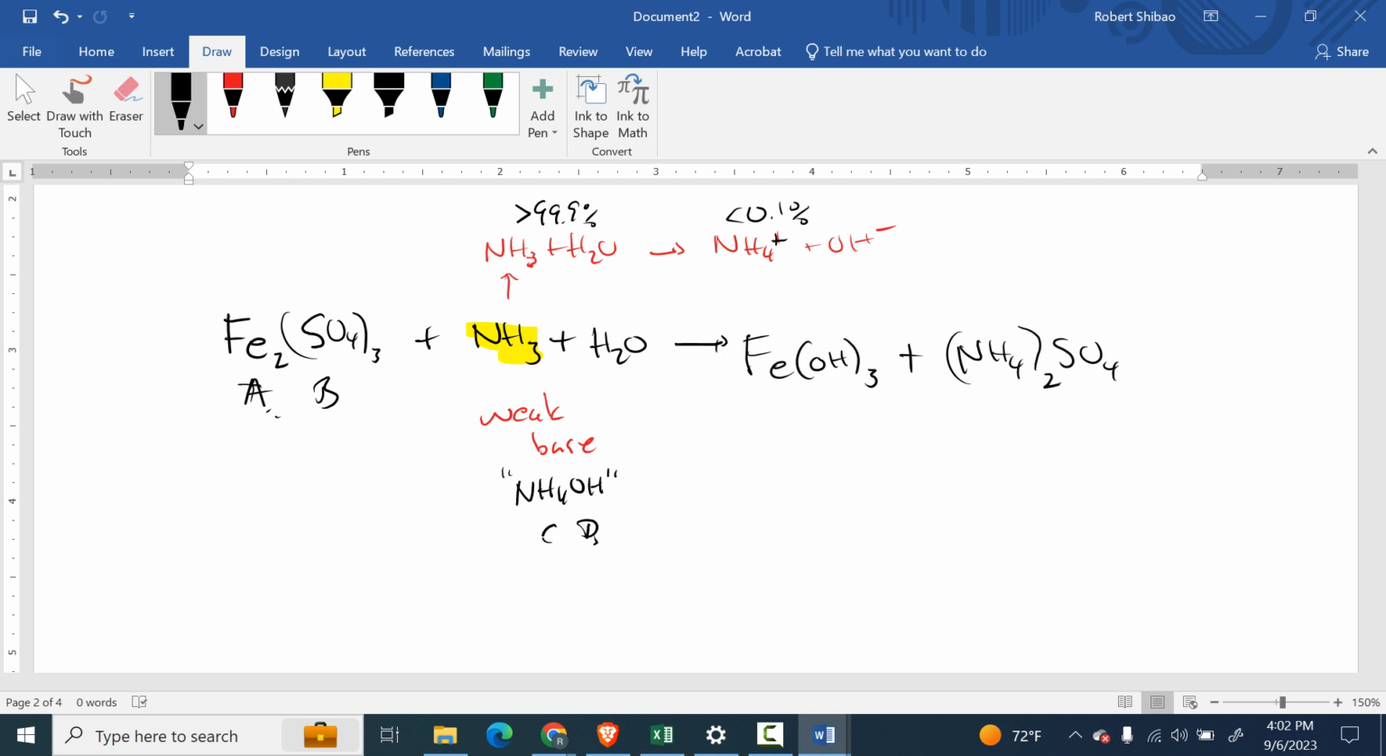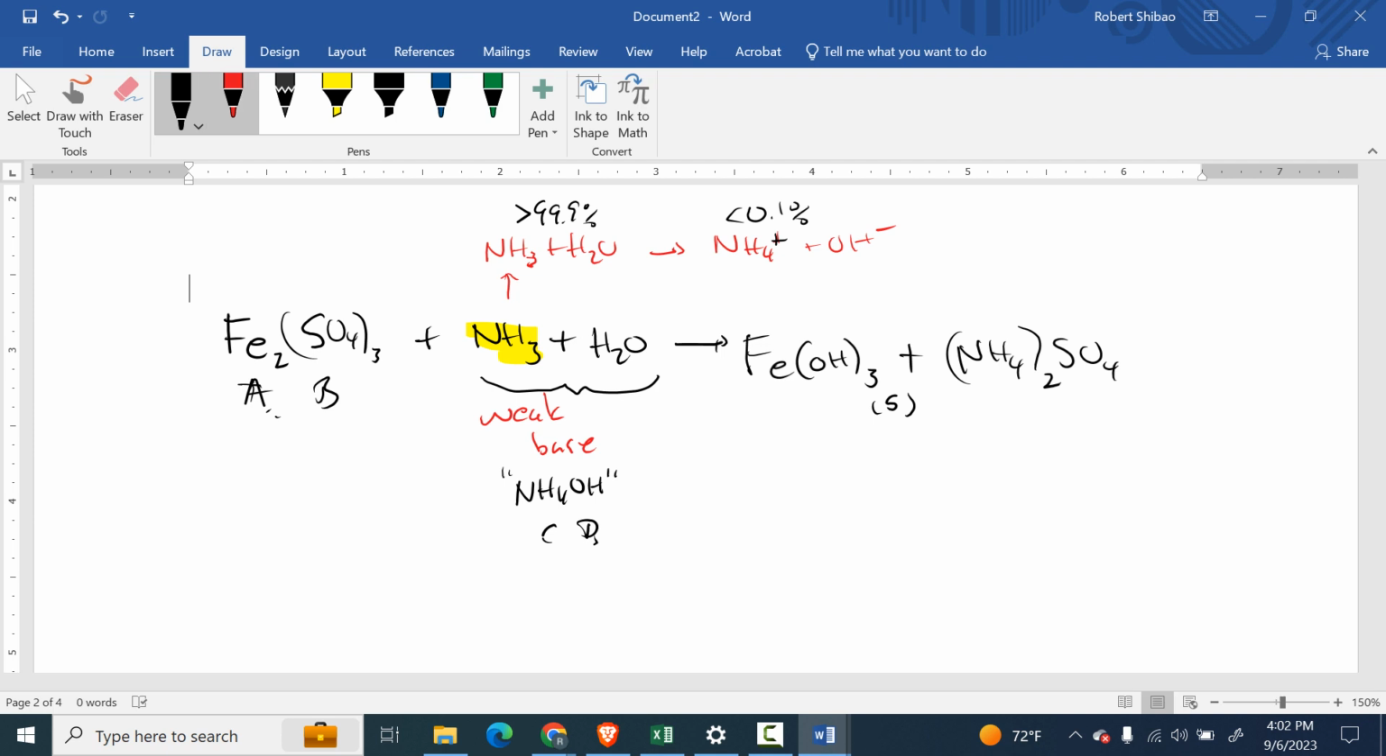And so aqueous ammonia can participate in metathesis because ammonia is a weak base. Weak base is weakly hydrolyzed. Now, how much hydroxide is generated? A very small amount, but it's enough to precipitate a lot of metal hydroxides, because a lot of these metal hydroxides are quite insoluble. And so this is going to precipitate, and all ammonium salts are soluble, so that's not going to precipitate at all.